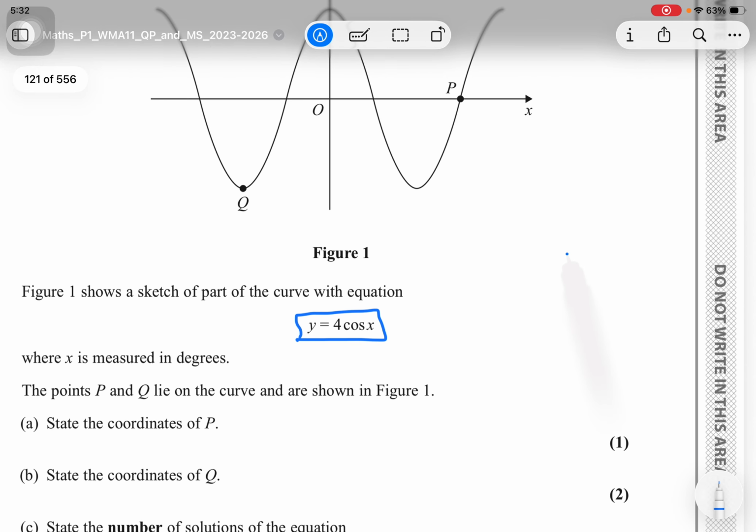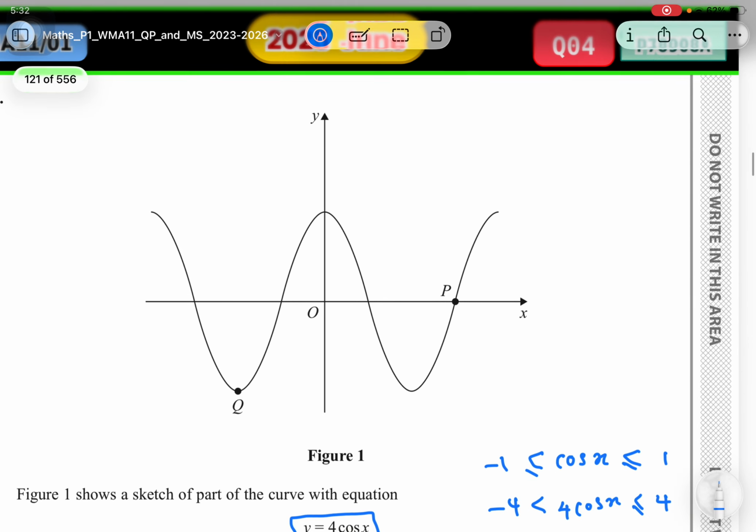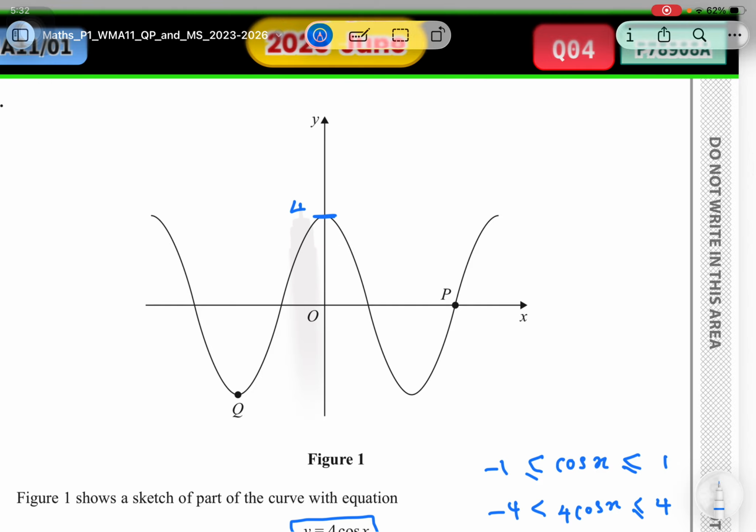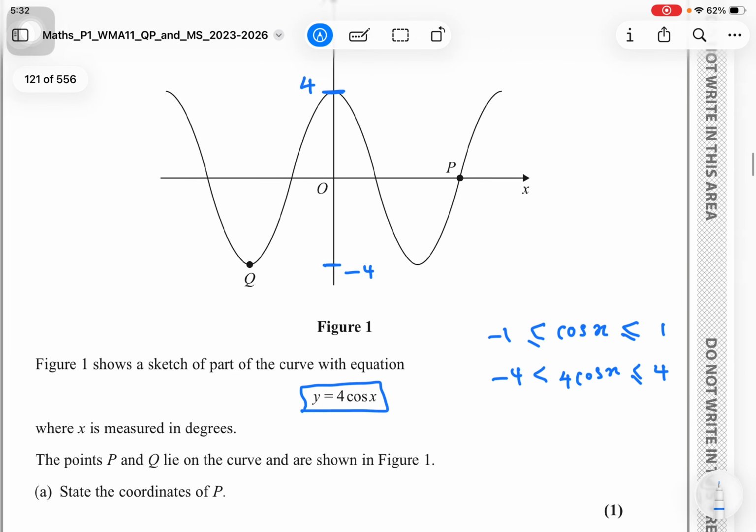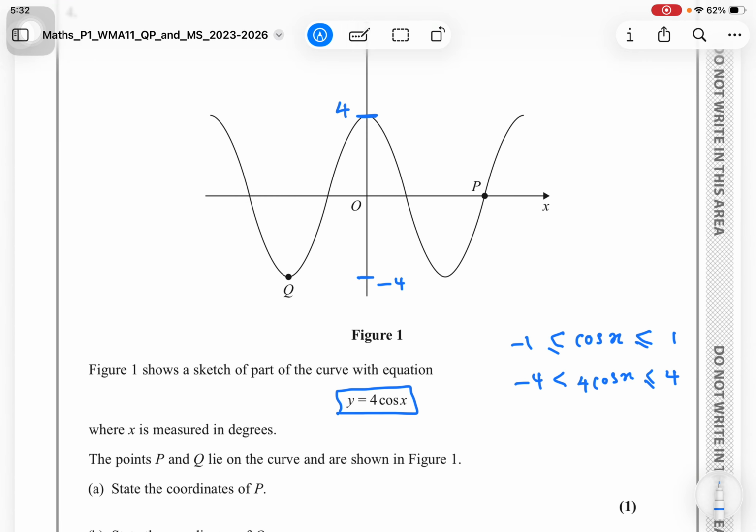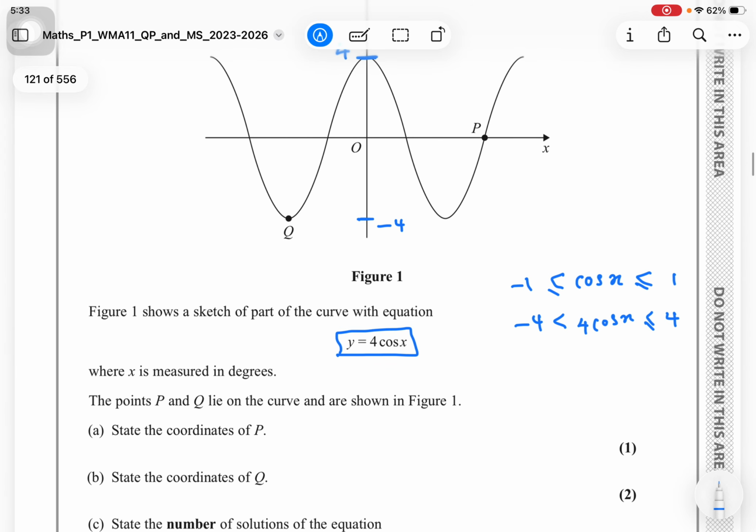So it's going to be cos x. We know that's in between 1 and -1. So if it is 4 cos x, which is 4 times, it will be 4 to -4. So we can see this point is going to be 4, and this point is going to be -4. So these are the main things that we know. And also we know every time the x-axis, when this becomes 0 and so on.